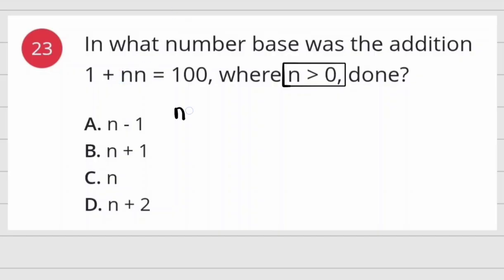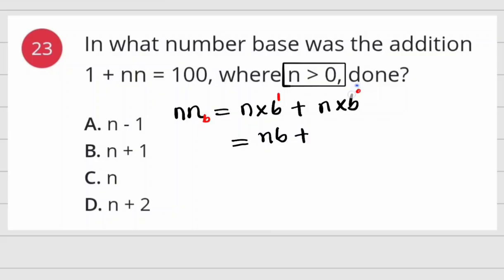So let's assume that this number is in base b. If we expand it with respect to its base, expressing it in base 10, we are going to expand it by saying n times b to the power of 1 plus n times b to the power of 0. So naturally what we have here is nb plus, since b to the power 0 is 1, ordinary n. So nn in base b is expressed as nb plus n. That's the first step.